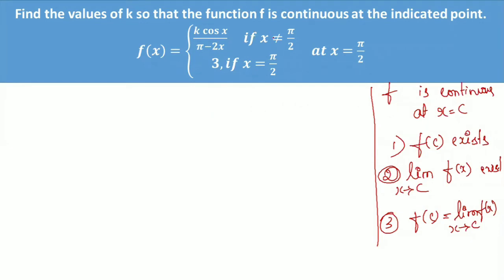Here, if x is not equal to pi by 2, which means if x is less than pi by 2, then it is the first case. If x is greater than pi by 2, then also it is the first case. But only if x is equal to pi by 2, then it is 3. So, out of these three conditions, should we only go for the second one, or do we have to use the other one also?